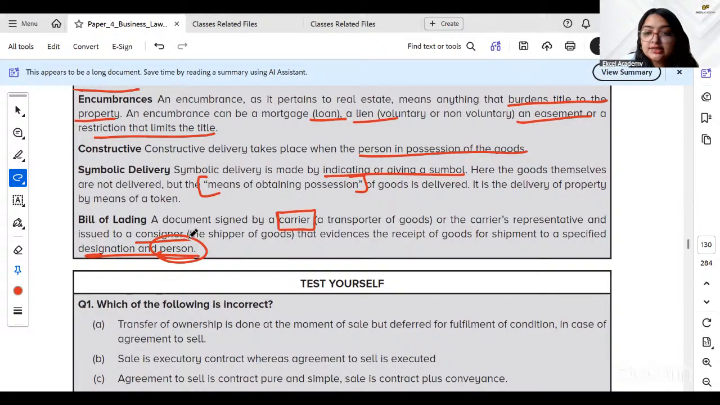The person is nothing but your buyer. The carrier is, say, your ship or your railway. The consignor is your seller, and the person to whom it is to be delivered becomes your buyer.